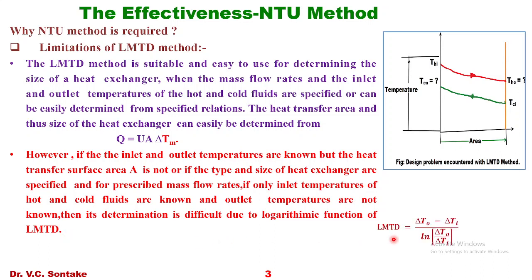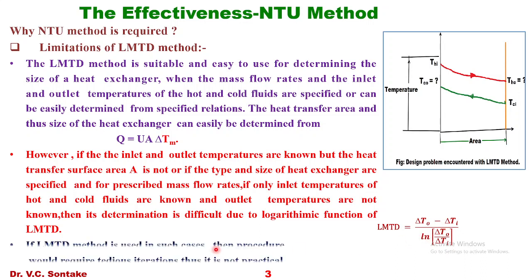As shown in the expression for LMTD, in the denominator, the ratio of delta TO over delta TI, which is the function of inlet and outlet temperatures of hot and cold fluid both, is varying logarithmically. So if two of the temperatures are not known, the iteration would become quite complicated and involved. If LMTD method is used in such case, then the procedure would require tedious iterations and thus it is not practical.